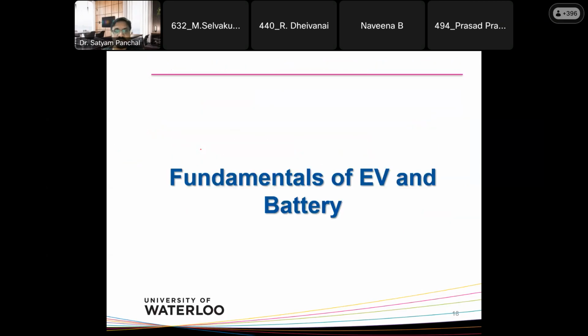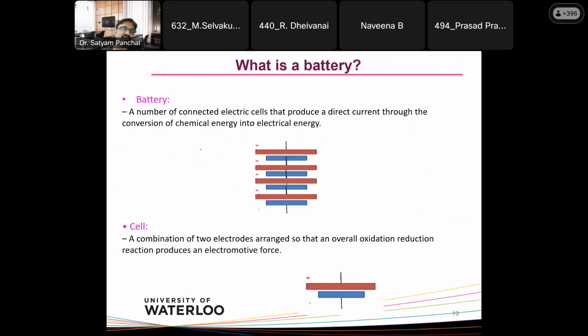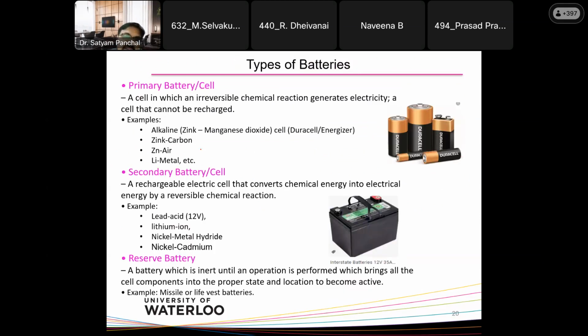Okay, fundamentals of EV. In the first part, I skipped this one. So what is the primary and secondary cell? A primary cell is typically a cell in which an irreversible chemical reaction generates electricity, and a cell that cannot be recharged. The secondary cell is a cell which we can charge and discharge. So basically it is a rechargeable electrical cell that converts chemical energy into electrical energy by a reversible chemical reaction.